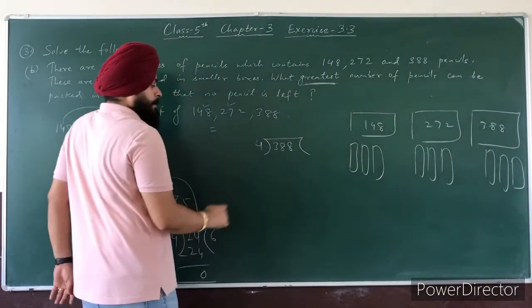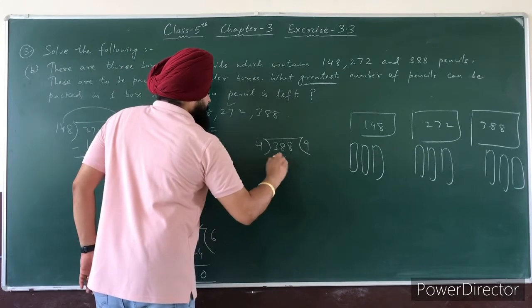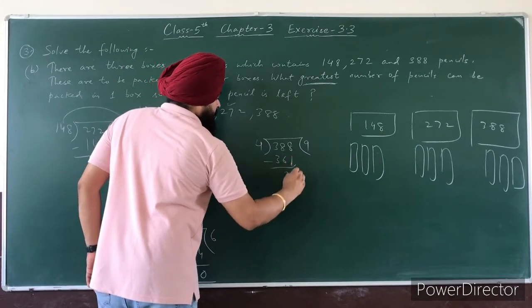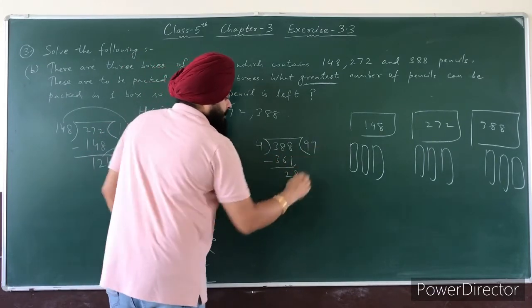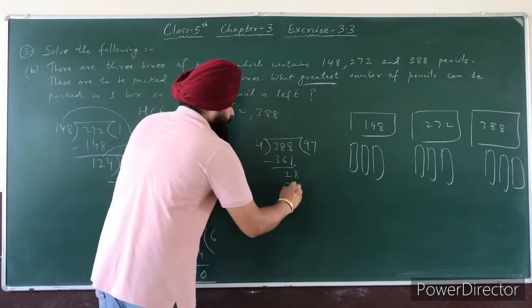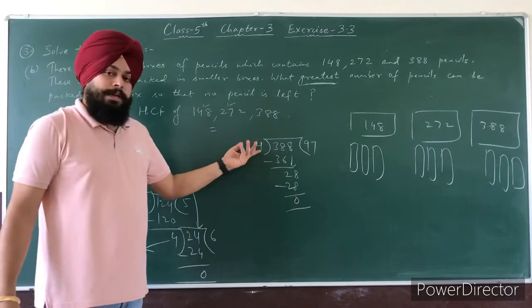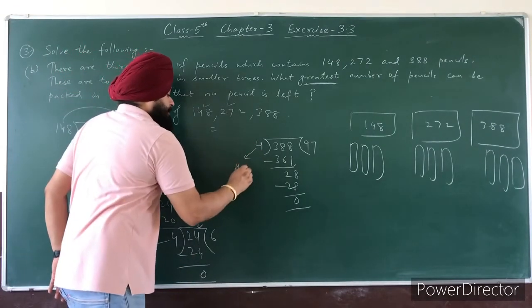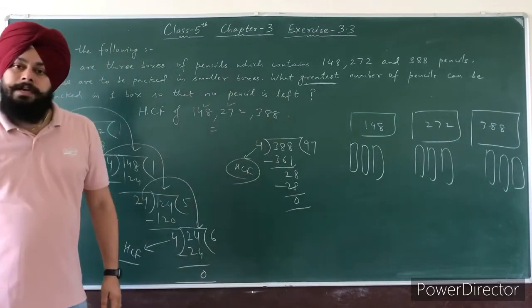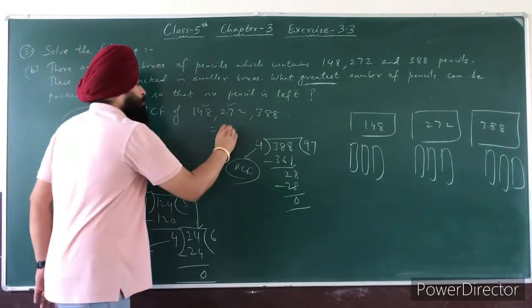So now divide this, 4 nines are 36, 8 minus 6 is 2, 8 right here. Now 4 sevens are how much? 4 sevens are 28. Now you can see here the remainder is 0. It means this 4 is our HCF. This 4 is our HCF. So the final answer is 4.